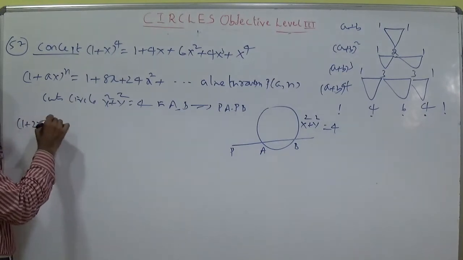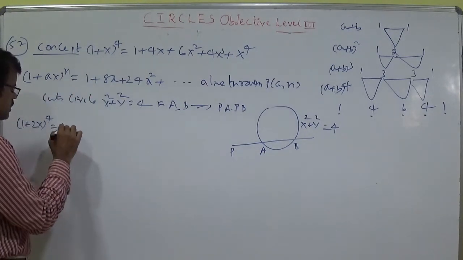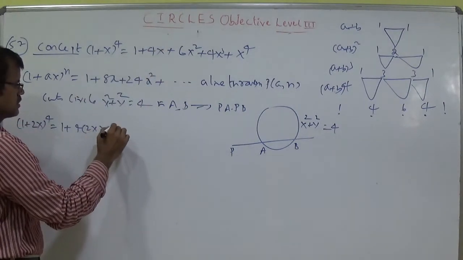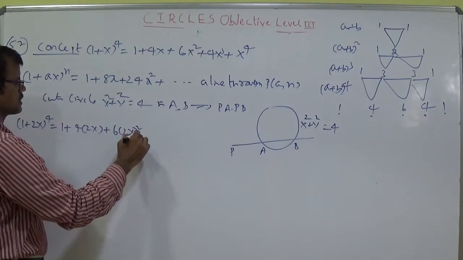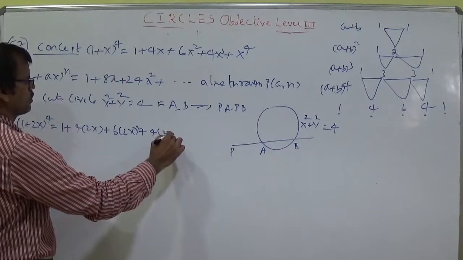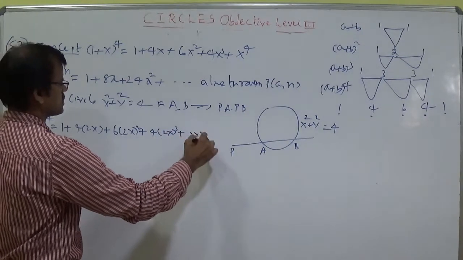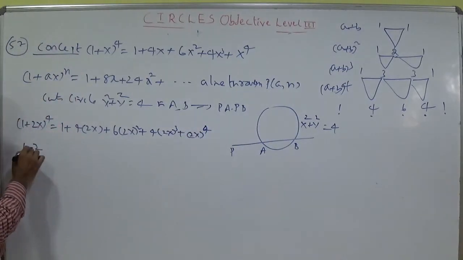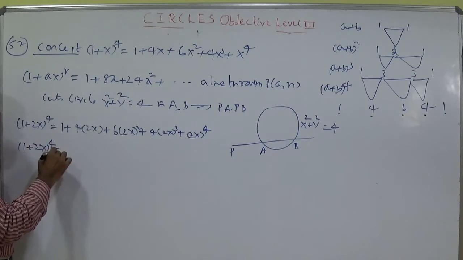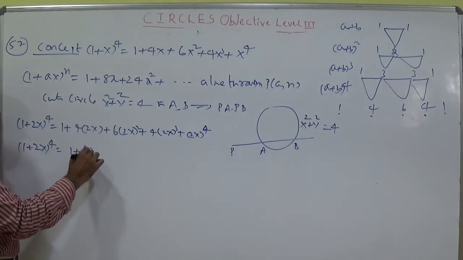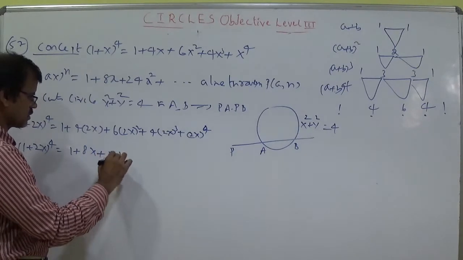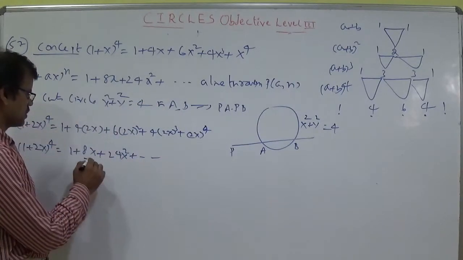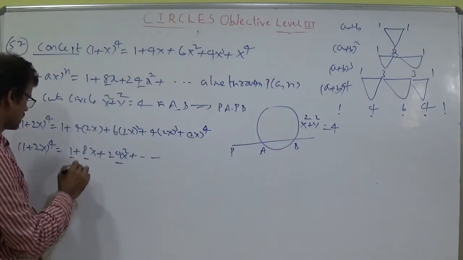1 plus 2x whole power 4, using the formula 1 plus 4 into 2x, in the same concept, plus 6 into 2x whole square plus 4 into 2x whole cube plus 2x whole power 4. This is the expansion. So here you can understand 1 plus 2x whole power 4 is equal to 1 plus 8x plus 6 into 4x square, that is 24x square, and so on. Simply it is left like this. So here 8x and 24x square, 1, everything is okay.